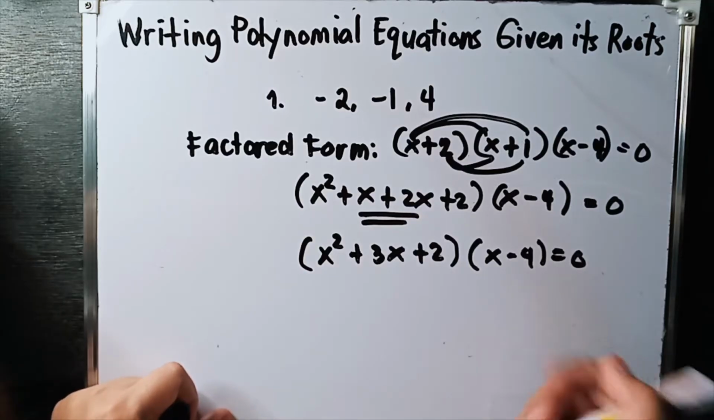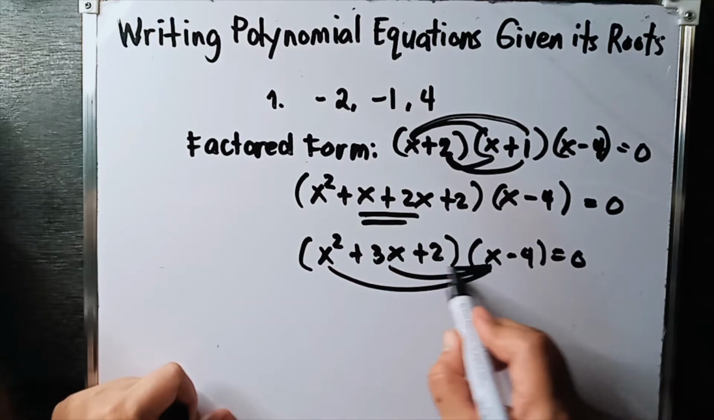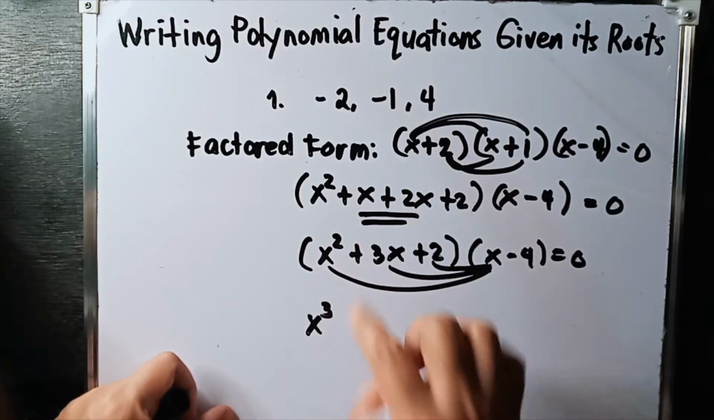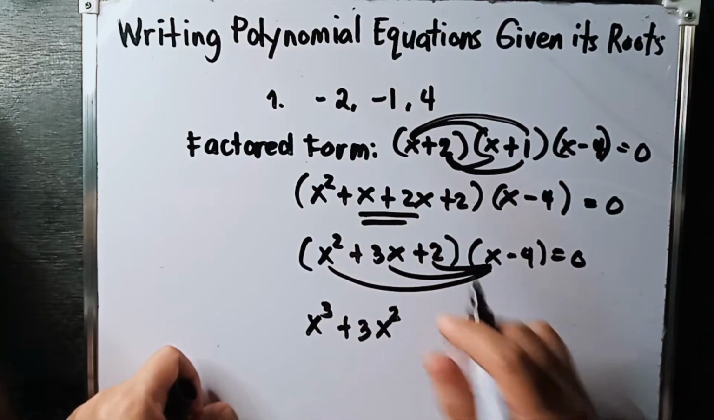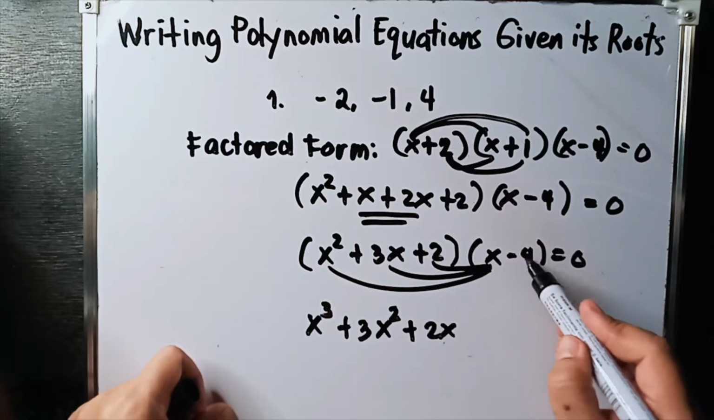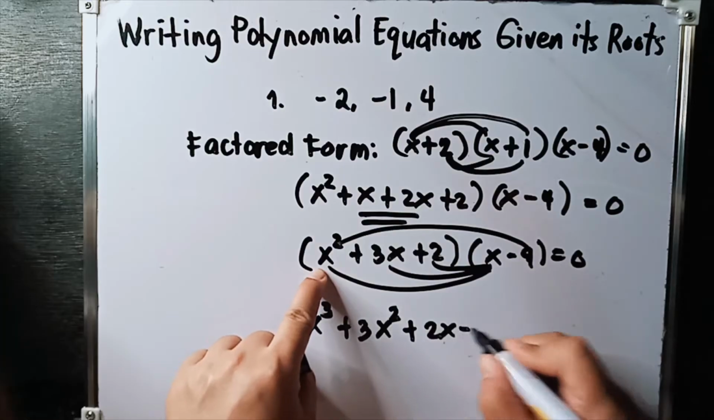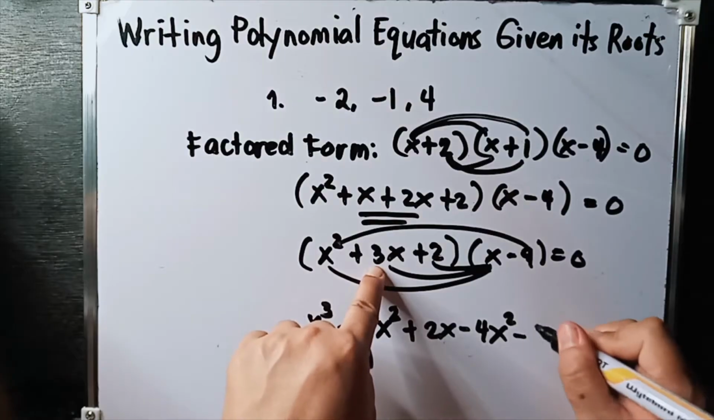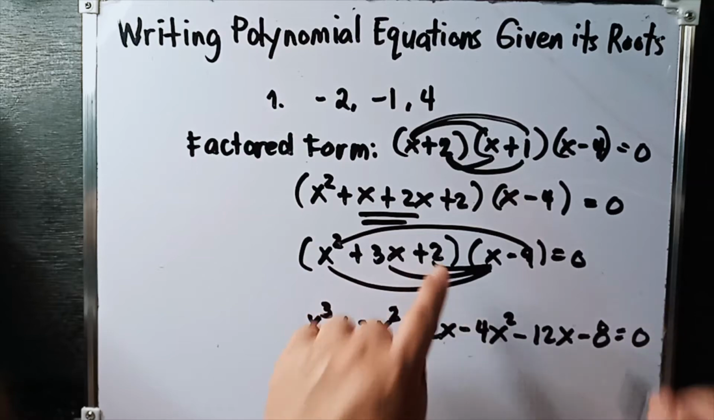And then distribute this binomial with these trinomials. So, x times x squared is x cubed. x times 3x is positive 3x squared. x times 2 is 2x. How about negative 4? For negative 4 times this one, I'm going to make arrows. So, negative 4x squared. Negative 4 times 3x is negative 12x. Negative 4 times 2 is negative 8 equals 0.